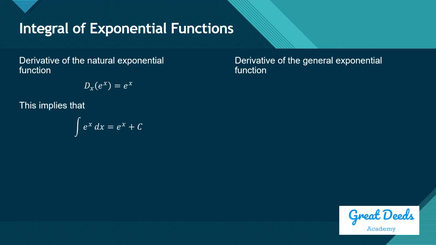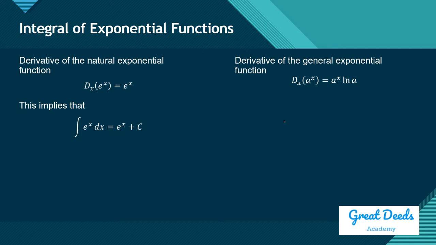How about the derivative of the general exponential function? A general exponential function is a function like a to the x, where a is a positive real number, not equal to 1. When we have something like that, the derivative of that with respect to x is a to the x times ln of a. And this is in fact the generalization of our derivatives for exponential functions in general.